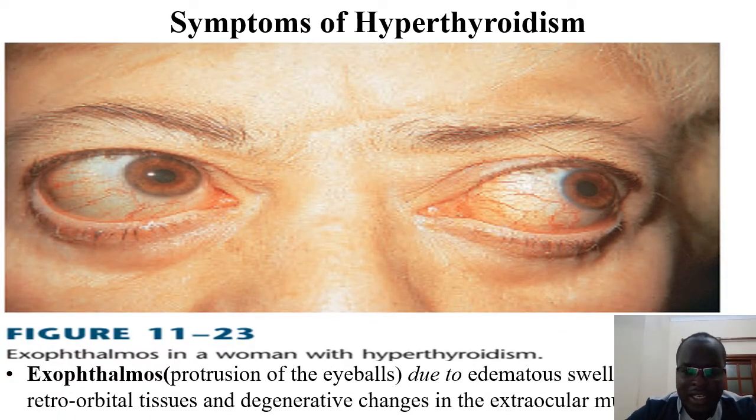So you can see this lady, she has eyes that are protruding outwards. Why? It's because the tissue behind the eyeball is becoming edematous and it's pushing the eyeball outside. Exophthalmos. So these are clinical signs in hyperthyroidism. Once you see these clinical signs, you'll be able to tell maybe this could be hyperthyroidism. But don't be in a hurry to conclude. You still need to run some tests to come up with a definite diagnosis. The opposite is called hypothyroidism.